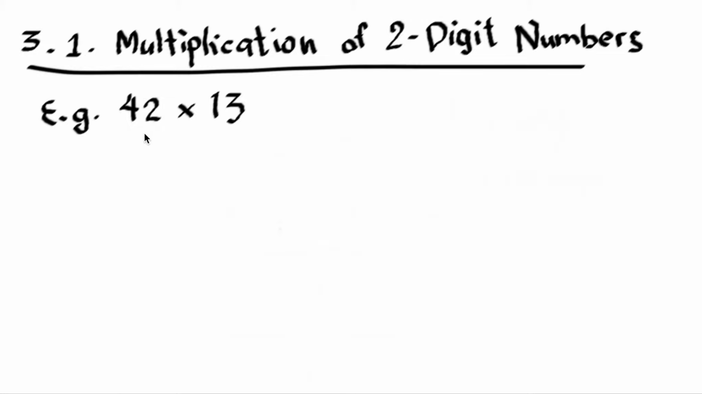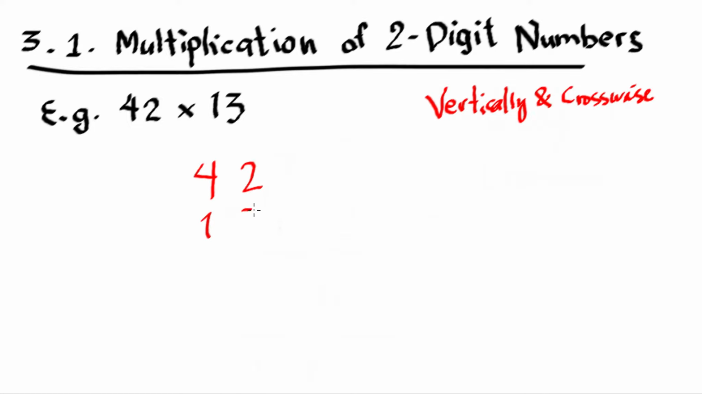So let's start with this example. We have an example 42 times 13. The Sutra that we're going to make use of is what we call vertically and crosswise. That is to say that we have two steps here, the crosswise method and the vertical method. So let's write it down first vertically. So what we have is 42 times 13.